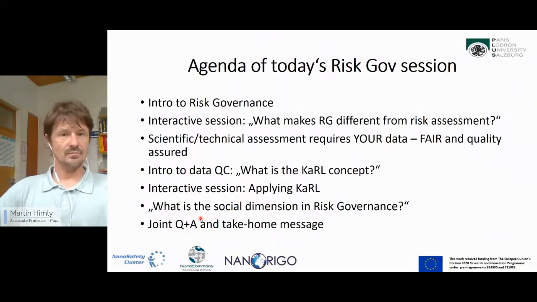In the end, a big block on the social dimension, as this is a very important issue of risk governance, which we will see. And there will also be a kind of an interactive part of it, where we look into a couple of different stakeholder views that we might come across in different cases. Good, so hopefully we get a good take-home message for all of us and enjoy the show. And now we're going to start with the first recorded presentation given by Sabine Hofer from the University of Salzburg.